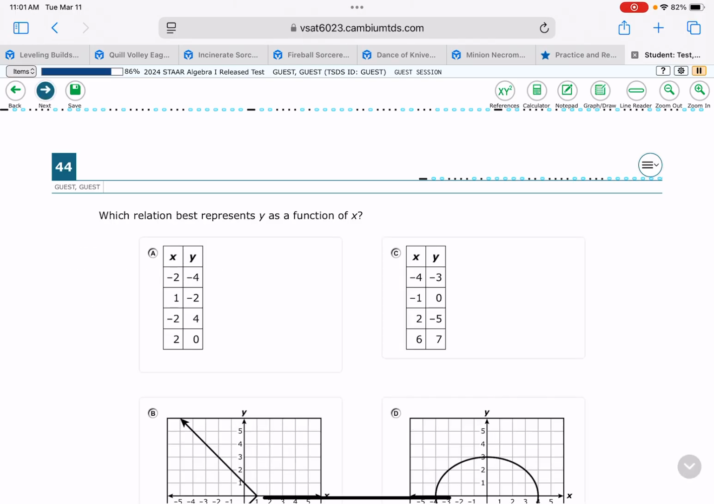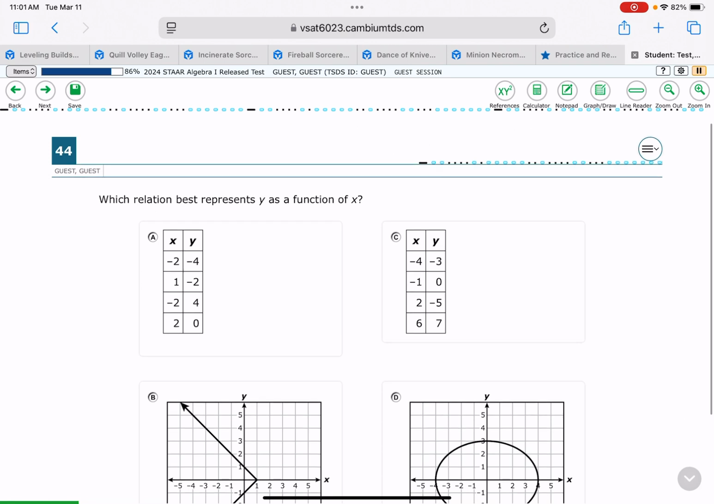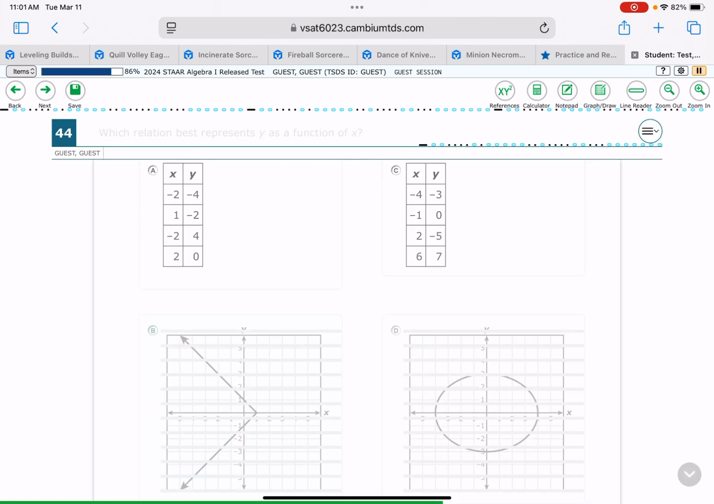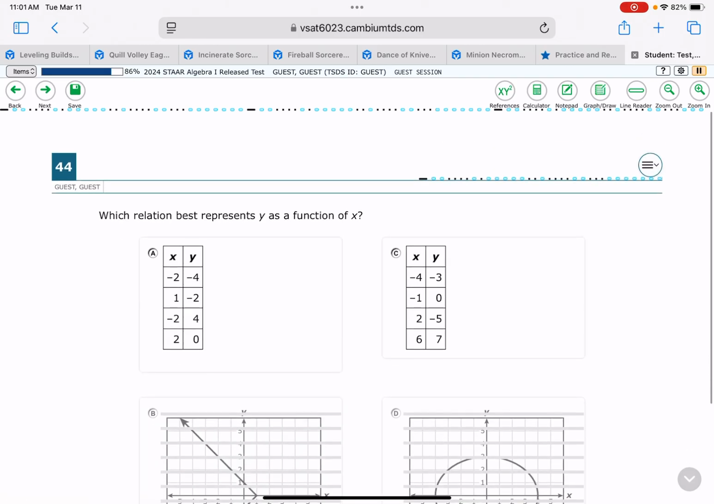Which one is a function for y of x? B and D are most definitely out. They have an x value that repeats. An x value repeats at -2, -2. So our answer is C.